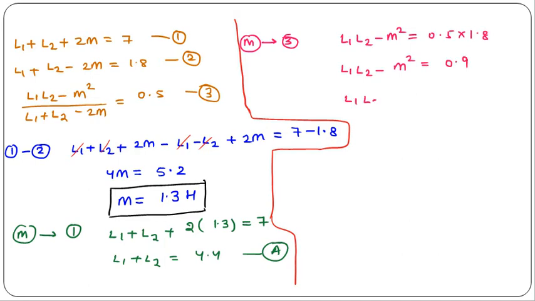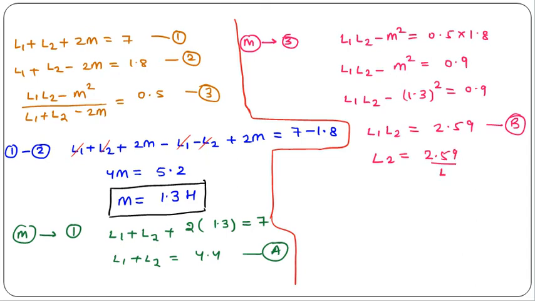So if we substitute the m value as 1.3 here, this is 0.9. So from here we are getting L1 into L2 as 0.9 plus 1.3 square, which is 1.69. So this is 2.59. Suppose this is equation B. Okay, so equation A and equation B are two equations having two variables, L1 and L2. So we can simplify equations A and B. If we take the L2 value from here, it will be equal to 2.59 upon L1. Now we will substitute this L2 value in equation A.